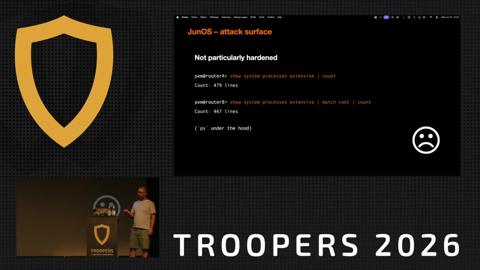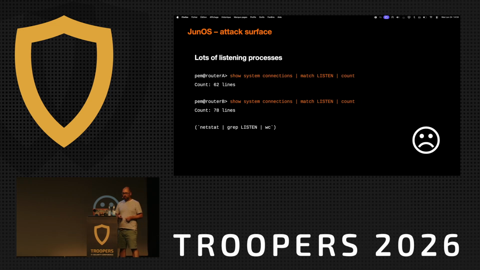So here we have two different routers. And what I'm doing here, this is the JunOS equivalent of a ps. So I'm listing all the processes on the router. I'm counting them. And we have a lot of processes. And almost all of those processes are running with root privileges. The only processes that are not running as root are the ones that are handling my TTY, my CLI session. So yeah, this is not something that we should be very happy about.